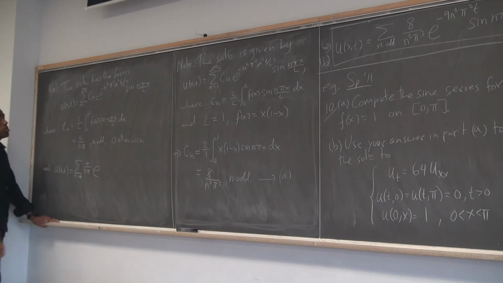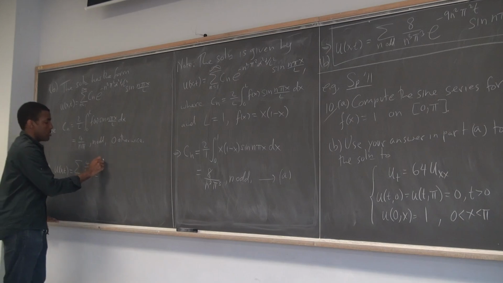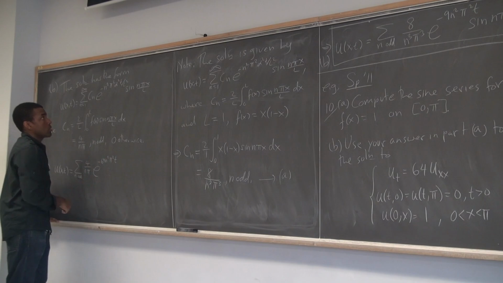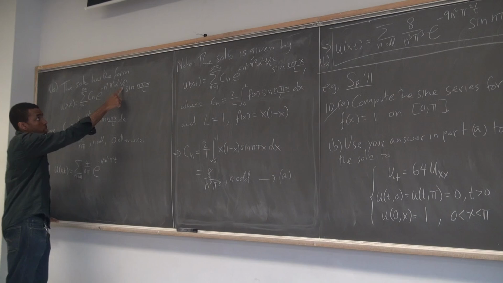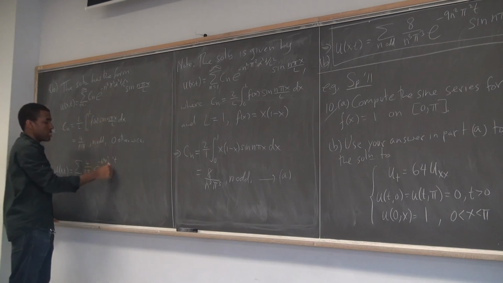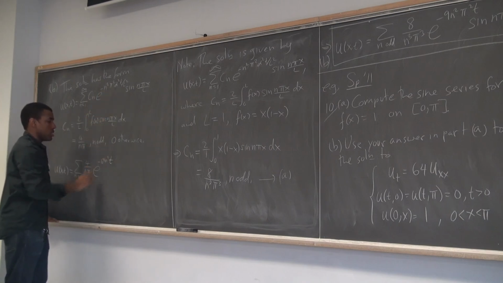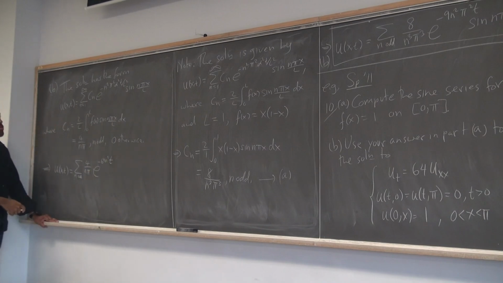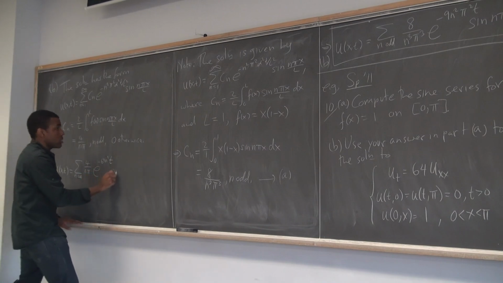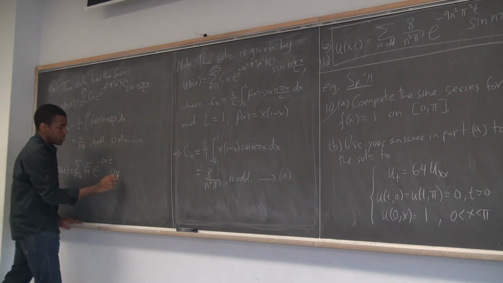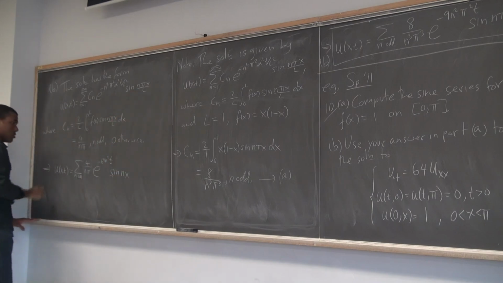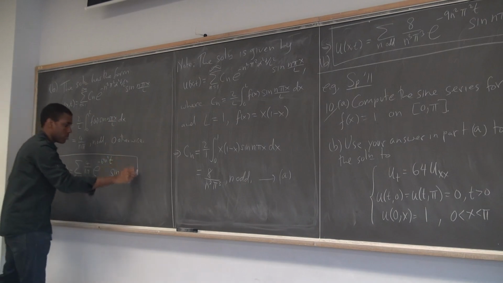e to the, what's going to be the power here? Minus 64 n squared pi squared t over pi squared, right? Because L is pi, so the pi squares will actually cancel. And so we end up with this. Sine of, again, L is pi, so this just is nx. And that will be your solution.